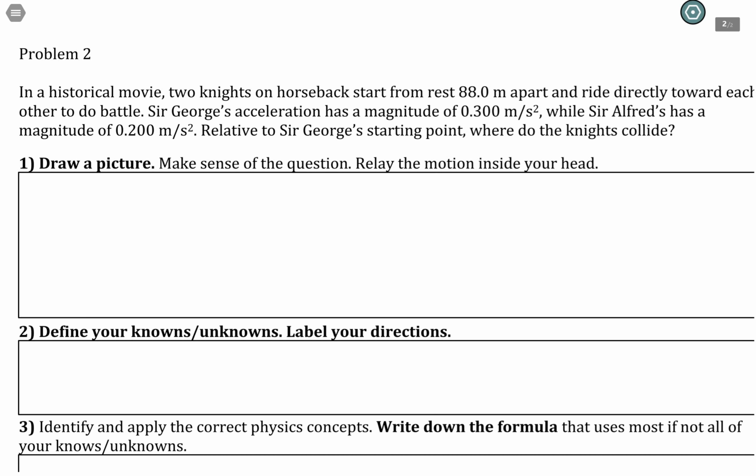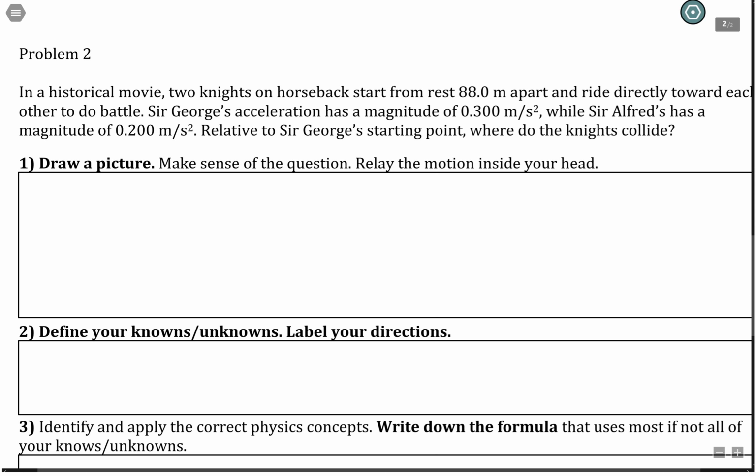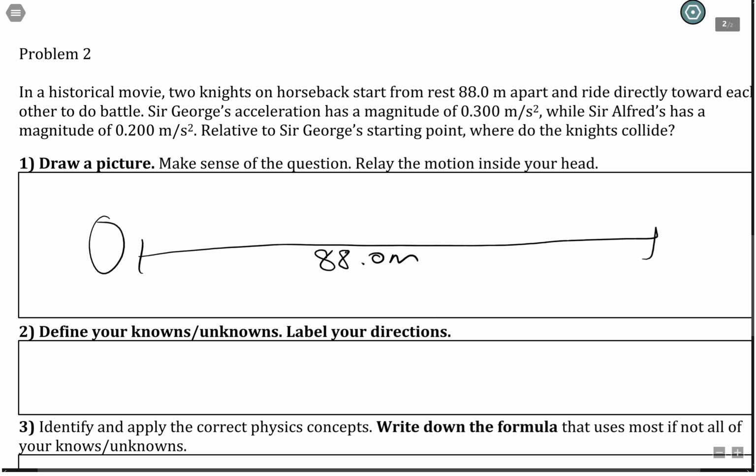Number 1, we're going to draw a picture where we need to make sense of the question. In a historical movie, 2 knights on horseback start from rest, 88 meters apart, and ride directly towards each other to battle. So if I want to draw this one out, I can draw a line between my 2 knights. This is 88 meters of separation. One knight, his name is Sir George. He has acceleration of a magnitude of 0.300 meters per second squared. So he's going to charge this way.